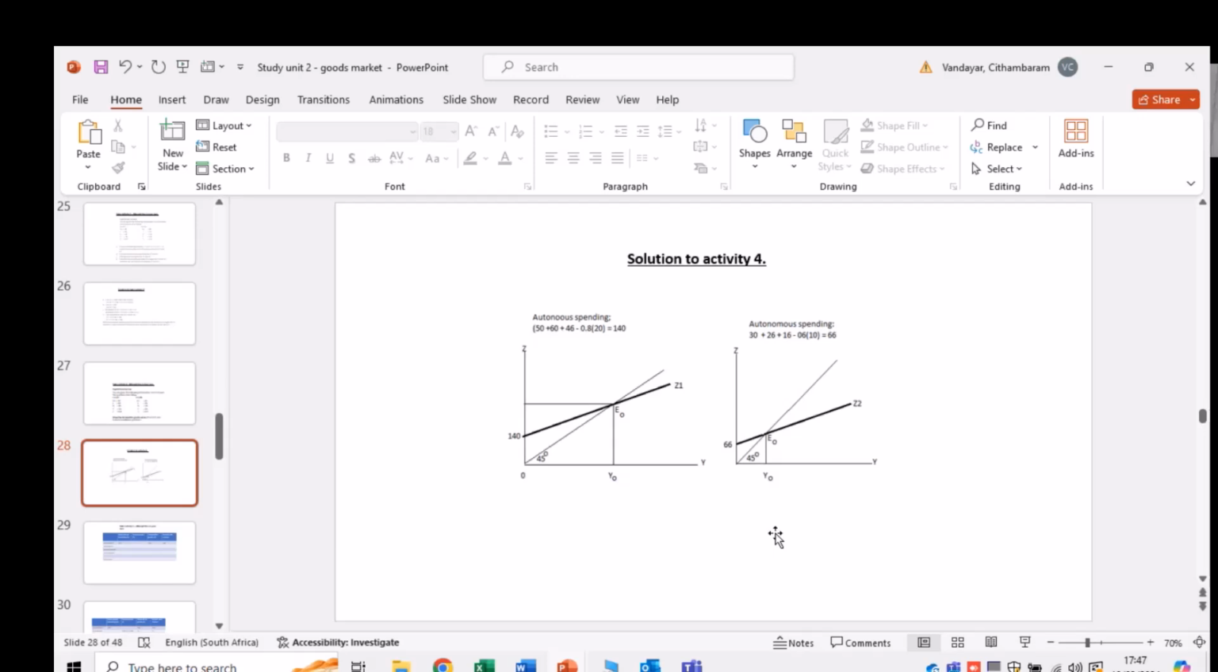For the second equation, the figures were 30, 26, 16, minus 6 times 10, which was 66. You got the answer to that, and then you put that into a diagram. Your autonomous spending is 66. The ZZ curve cuts the 45-degree line at E0, and your equilibrium level of income is Y0. And you'll see from the diagram that the equilibrium level of output and income is physically larger than in the second diagram.